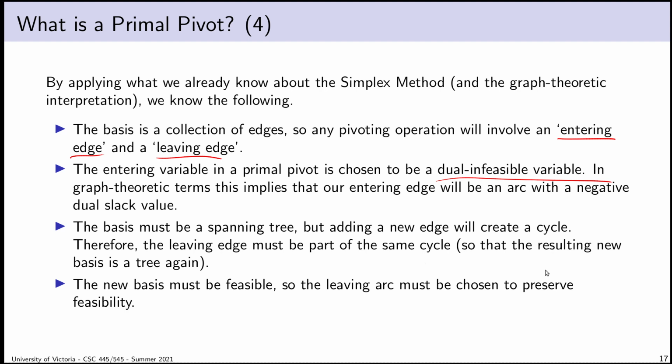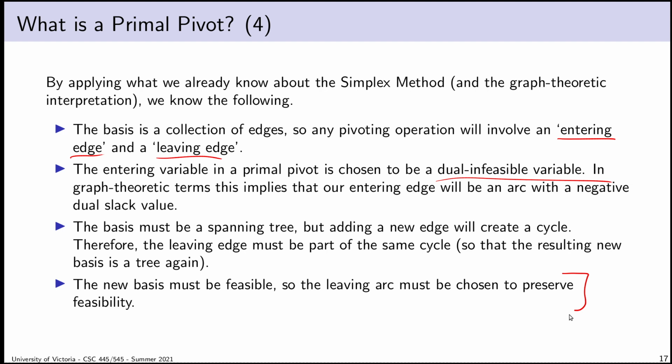And then finally, the new basis, whatever I end up with when I'm done deleting my leaving arc, the new basis must be feasible. So I have to find a way of choosing my leaving arc such that when I'm done, I have a primal feasible basis. Ideally, when I'm done, I've also decreased my objective value. I've decreased the total cost of the flow. That's how I make progress.